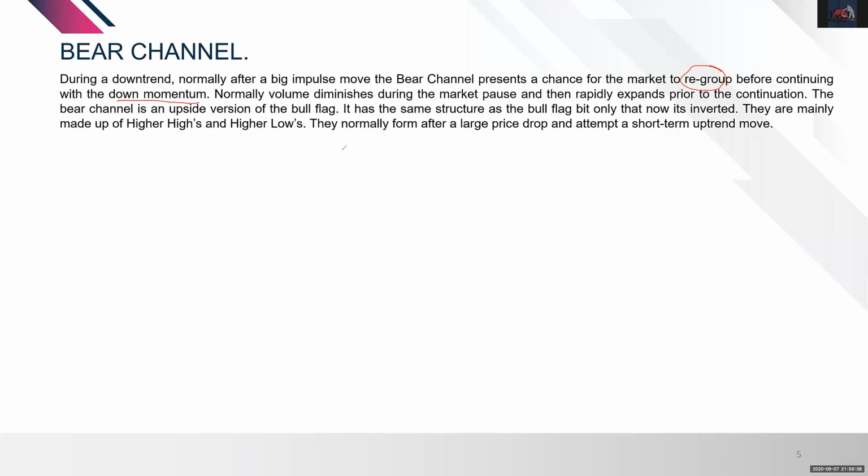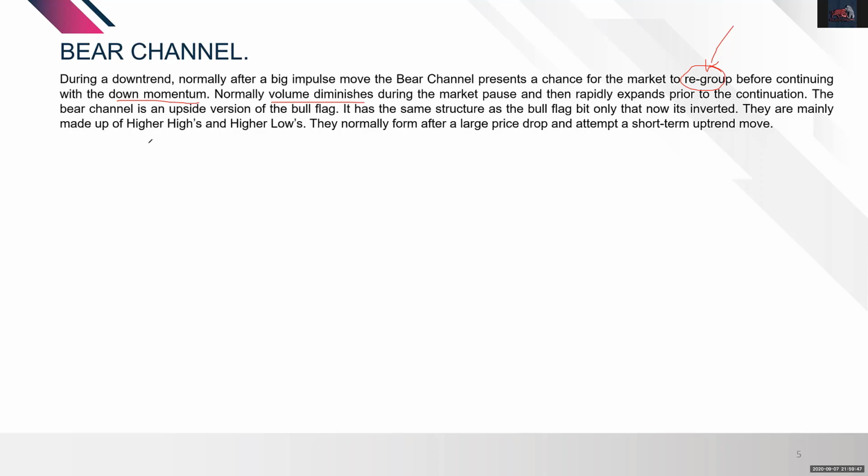I'm going to show you on GBP USD when I highlight on the chart a bear channel, and then I'm going to show you, I think on USD JPY, we had a bullish channel. Normally volume is going to diminish, meaning there won't be much volume in the market during the pause. When the market is consolidating, it means there is low volume, and then it rapidly expands prior to the continuation. The bear channel is an upside version of a bull flag. It's the opposite of a bull flag. It has the same structure as the bull flag, only that now it's inverted, meaning vice versa.